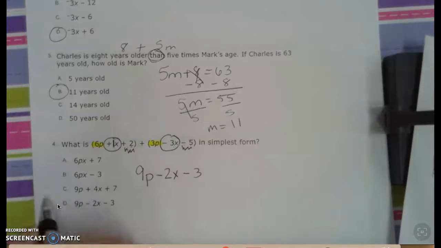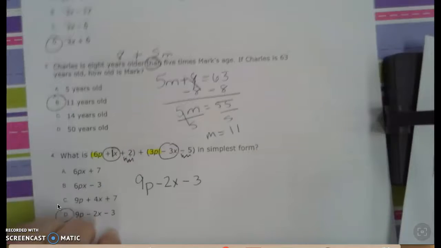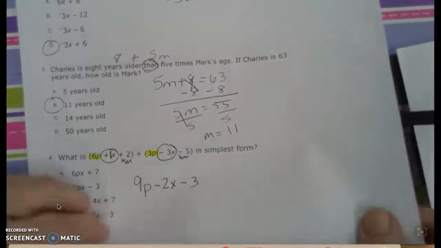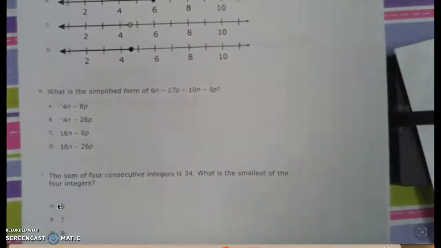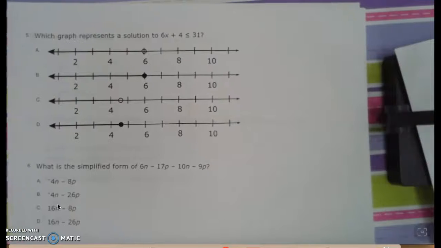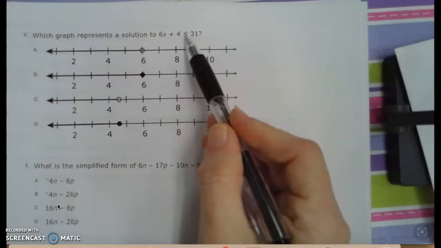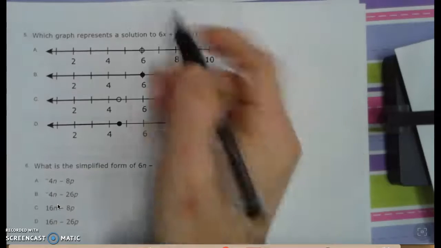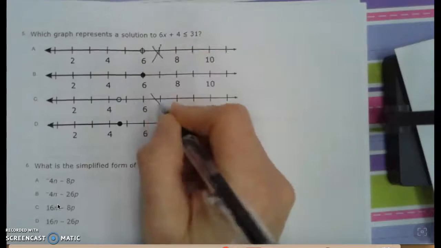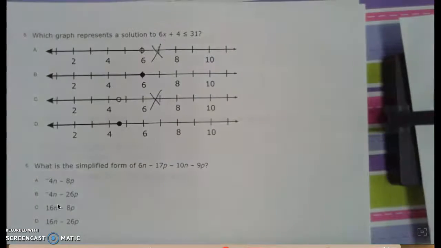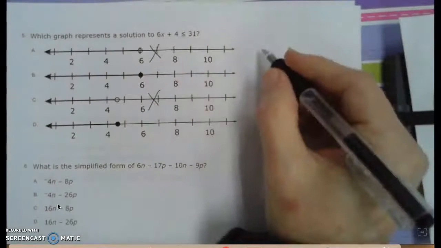And so then our answer is going to be D. Okay? So if we keep on going real fast, when we look at this graph, we should think, well, we know the dot has to be closed because it says less than or equal to. So we know that one's wrong and that one's wrong. So we shouldn't even consider those two being a choice.